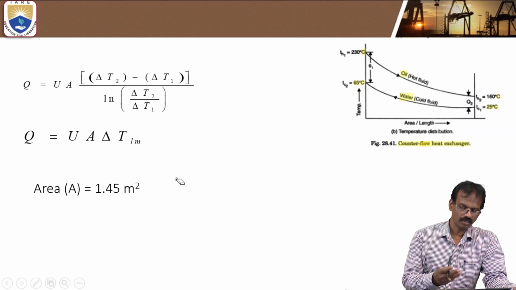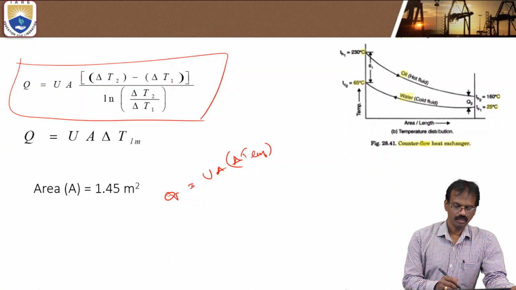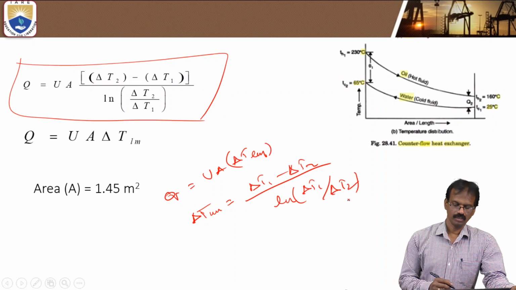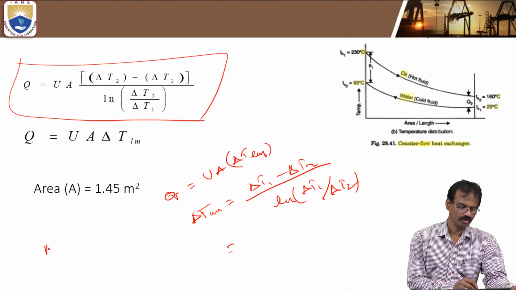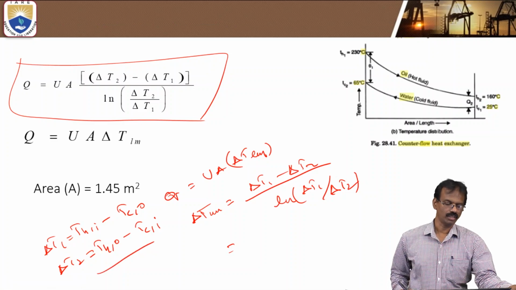We have to find out the area. So for this one, you know the formula. Q is equal to UA into delta TLM. So delta TLM you have to find out. This one is the counter flow heat exchanger. Delta TLM is nothing but delta T1 minus delta T2 by ln of delta T1 by delta T2. Okay. So delta T1 means for counter flow, hot fluid inlet minus cold fluid outlet. Delta T2 is hot fluid outlet minus cold fluid inlet. Okay. So if you substitute all the values, you will get the delta TLM value.